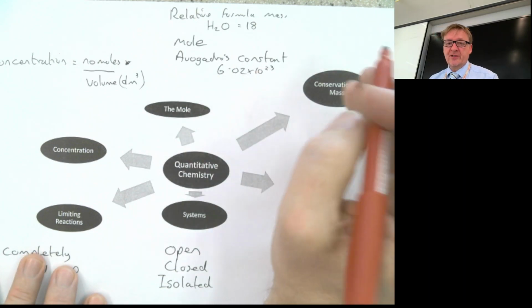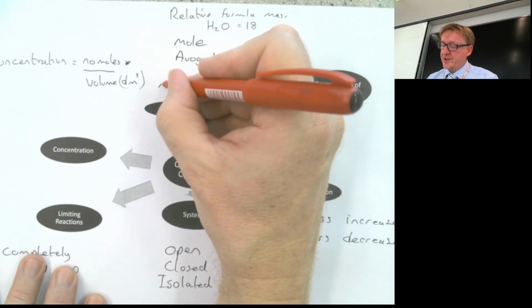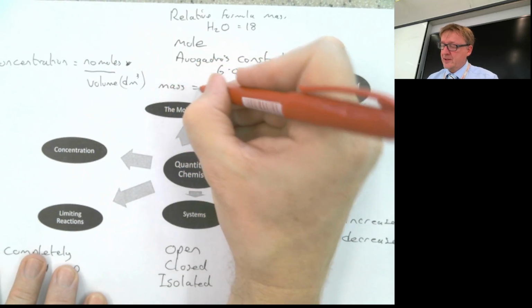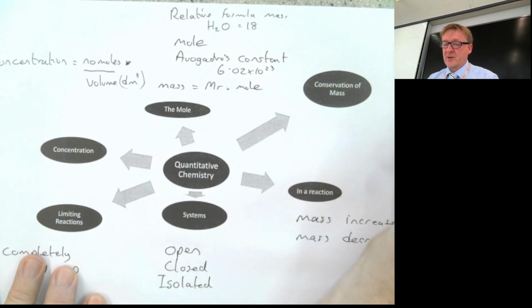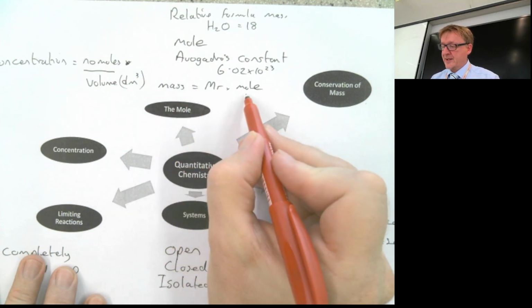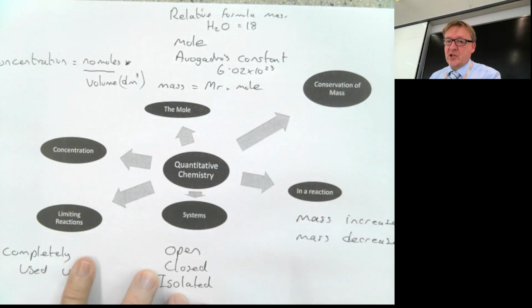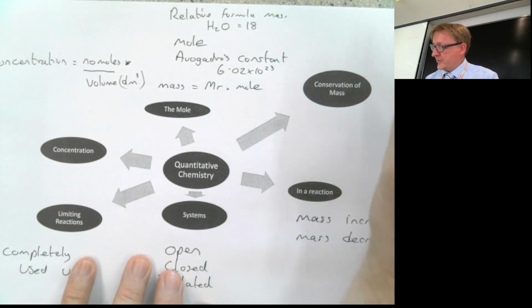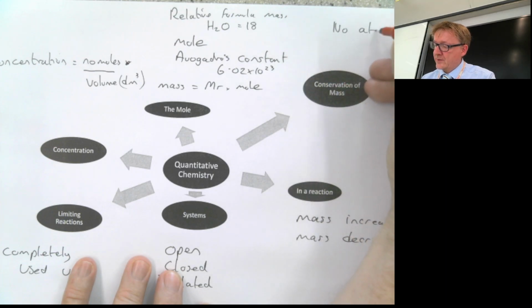Then the equation, if they start talking about moles ever, the equation that I need you to remember is mass equals Mr times moles. If you can remember that, you're substituting in whatever numbers you've been given. That is the equation you need to remember. The final part of this is then conservation of mass. Conservation of mass is the fact that no atoms are lost or gained.